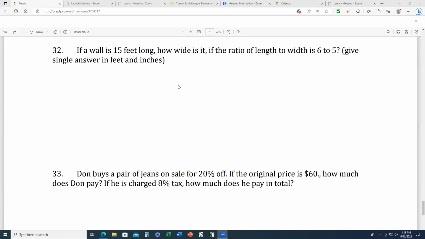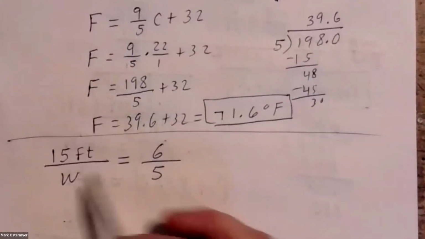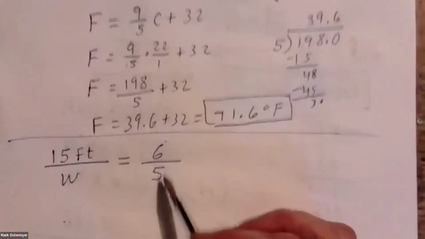Now, if a wall is 15 feet long, the length is 15 feet. The width, we don't know. We'll call it W. If the ratio of length to width is 6:5, they want the width. Do you agree? Yes. We have to solve this proportion. The length is 15 feet, the width is unknown, and the ratio of length to width is 6:5.